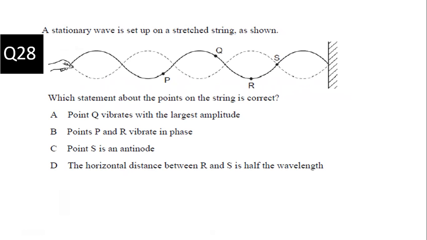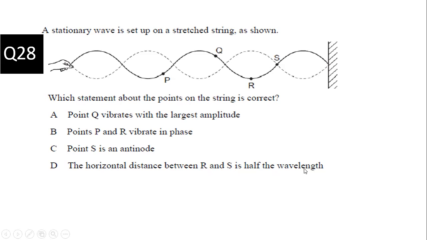Okay, what's the answer for this one? We have finished it off with this last one. Then you can evaluate yourself how well you do. What's the answer? A is wrong. This is not the largest amplitude. Largest amplitude is here. P and R vibrate in phase. Yeah, P and R are in phase. S is an antinode? No, S is a node.